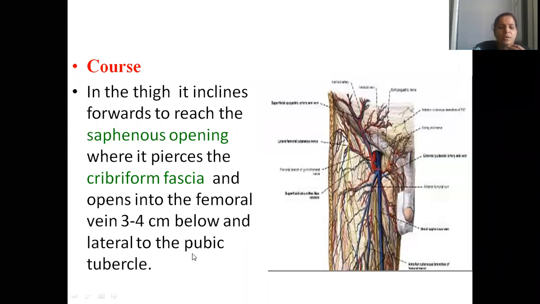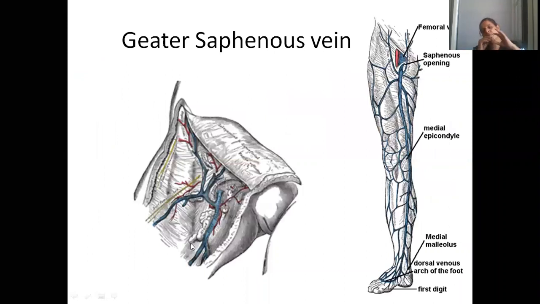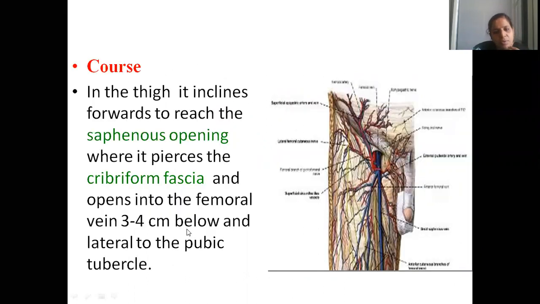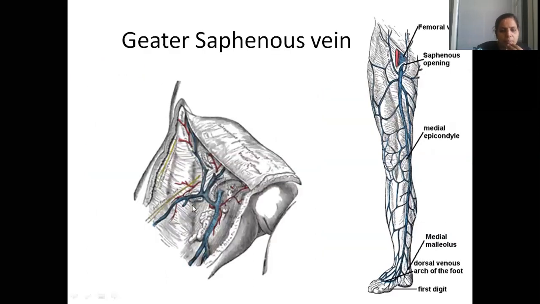Now, do you remember the superficial branches of femoral artery? Because tributaries are same. Do you remember the branches like 1, 2, 3? Superficial branches of femoral artery: superficial external pudendal, superficial epigastric and superficial circumflex iliac. These were the names of the branches of femoral artery, superficial branches. Correspondingly, we have veins also same, like superficial external pudendal, superficial circumflex iliac and superficial epigastric veins will drain into great saphenous vein. Is it clear?